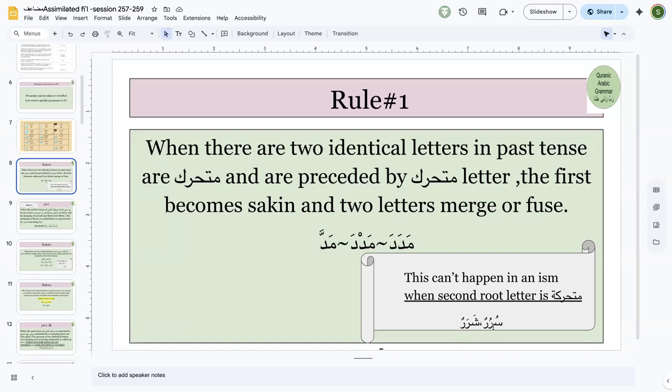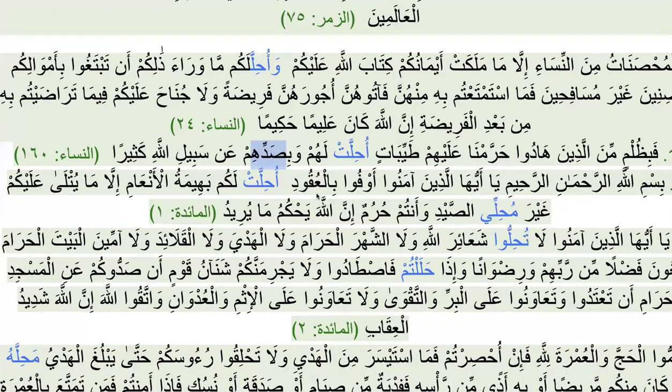In that case, when the Ainul Kalima is Sakin, Idgham is possible. Okay, Sharrun, Idgham is possible because Ainul Kalima was not Mutaharik. Okay, remember that. Let's come back here.